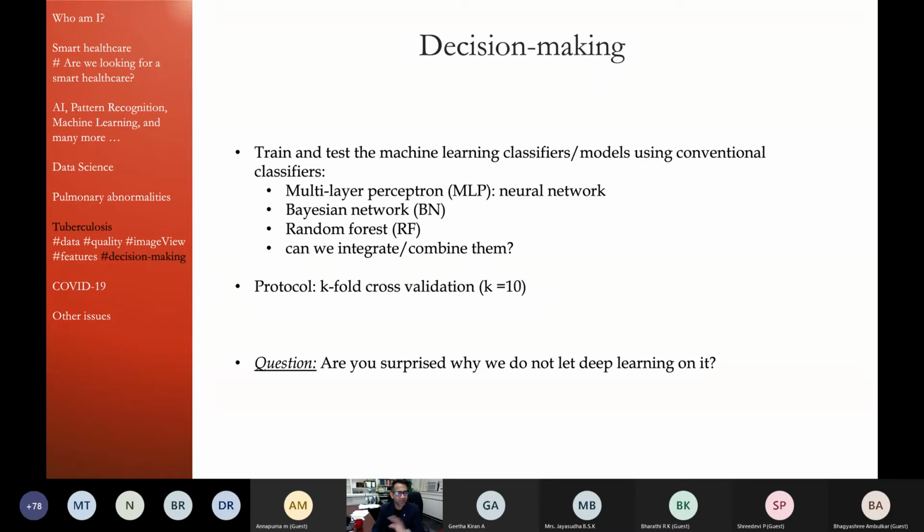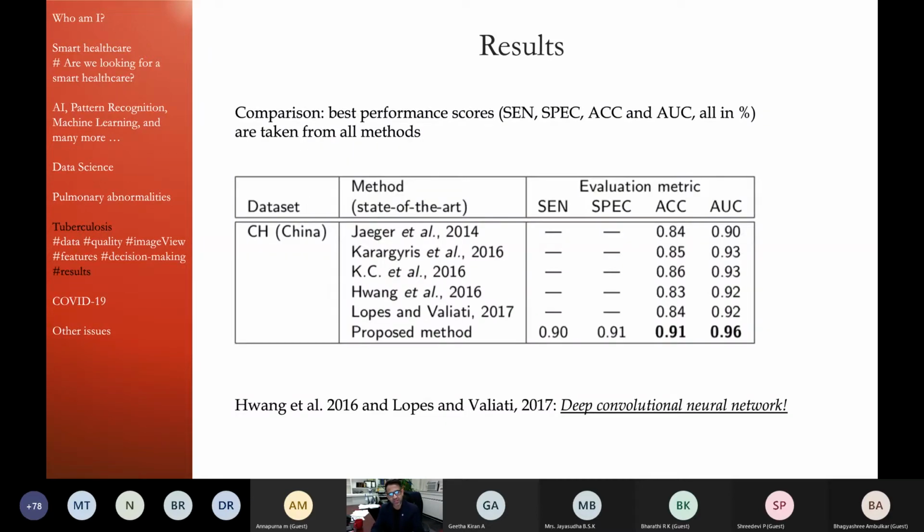We apply all these possible classifiers, Oompa Loompa classifiers, and we do k-fold cross validation. And you must be surprised that why not Casey is using deep learning on it. Come on, man, Casey is too conservative. He's conventional. I will tell you why. And then I will try these. We try different data sets.